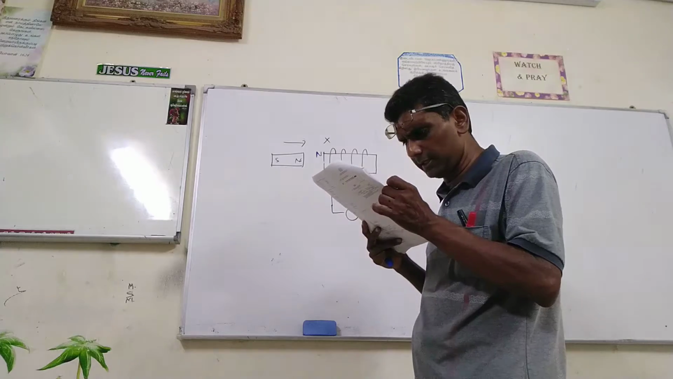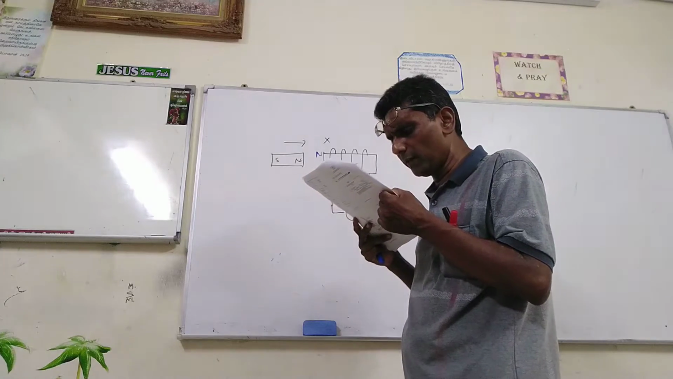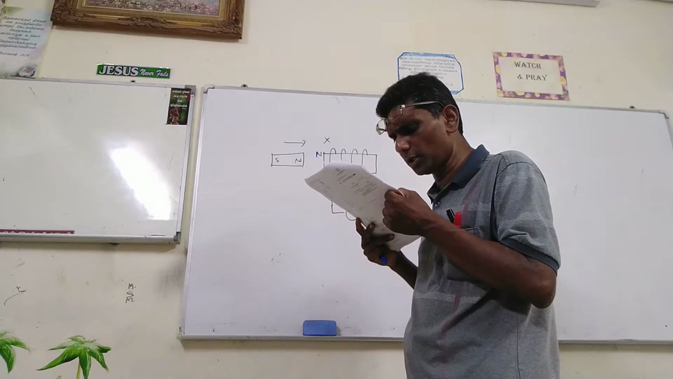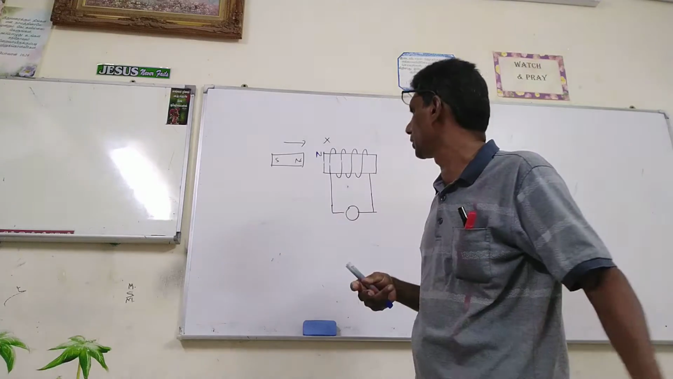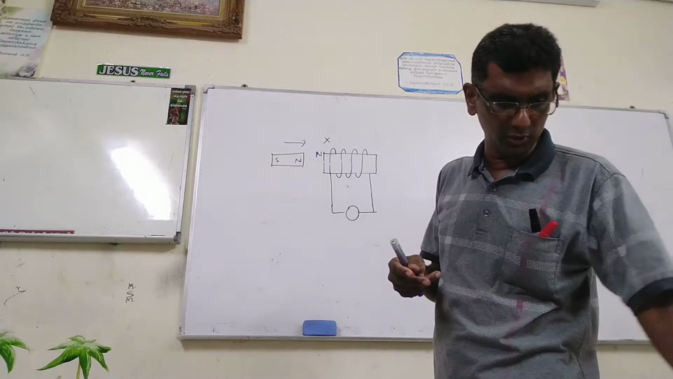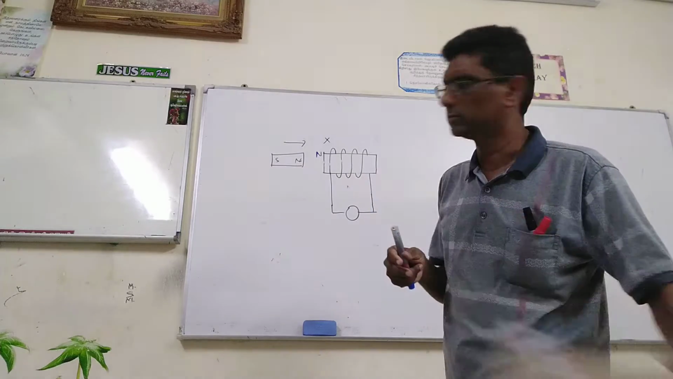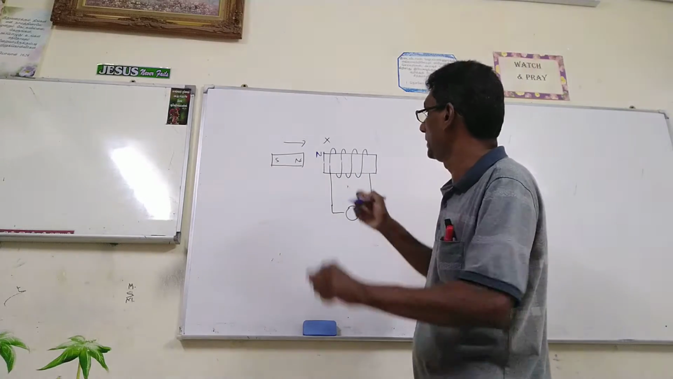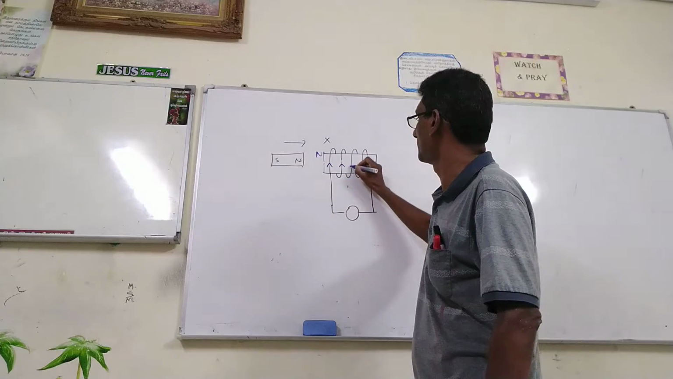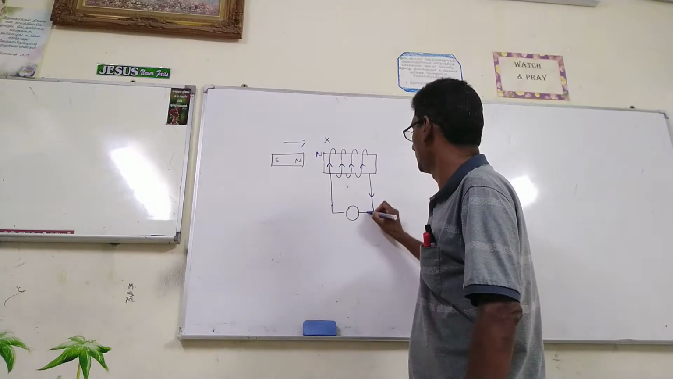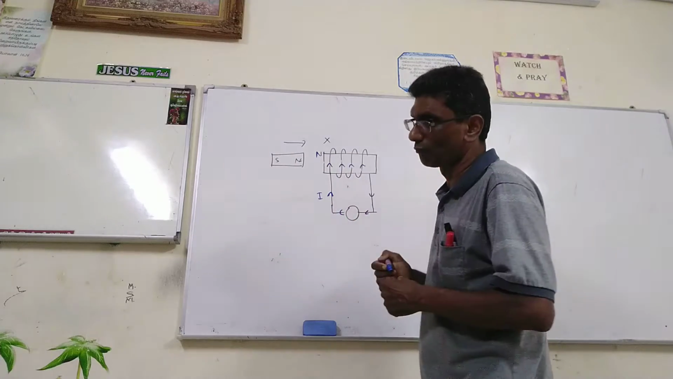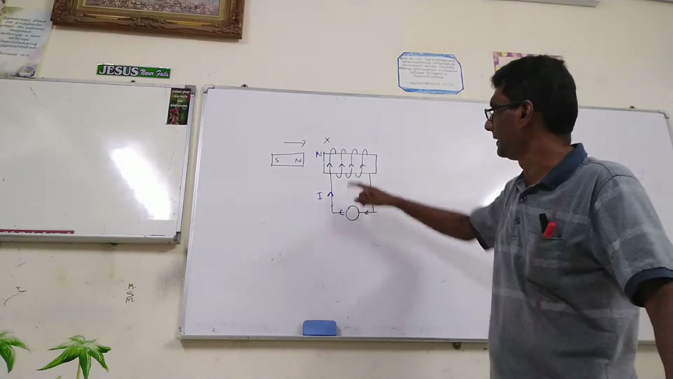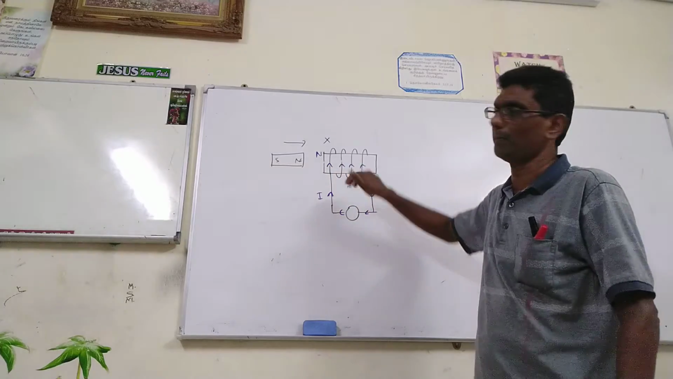Question C: in diagram 3, when the magnet is pushed towards the solenoid, mark the direction of induced current on the solenoid. Okay, the current must go like this, around the coil. This is the direction of the current, it must go up like this.